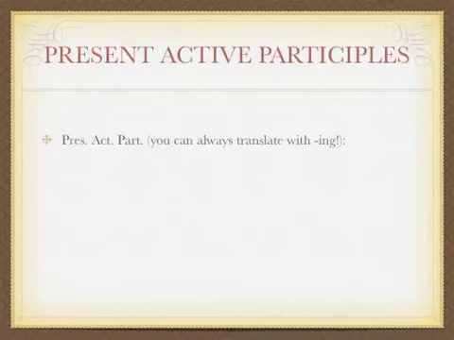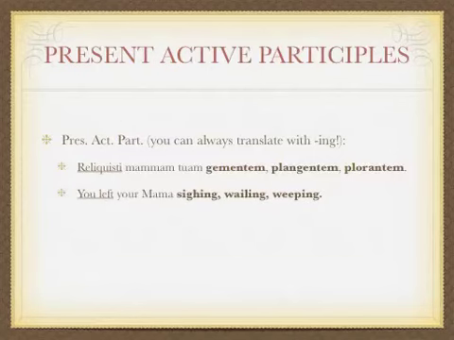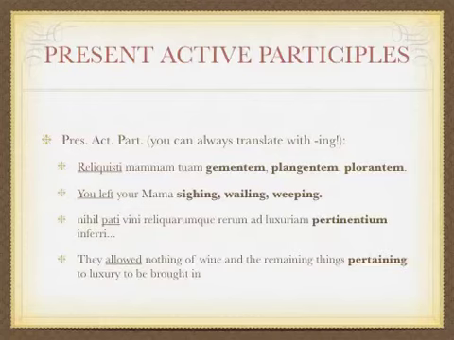How does it work? Here is a present active participle, which you can always translate with -ing. This is from some inscription. You left your mama, sighing, wailing, weeping. -ing, present active participle, ins, intus. Here's from Caesar. They allowed nothing of wine or the remaining things pertaining to luxury to be brought in.